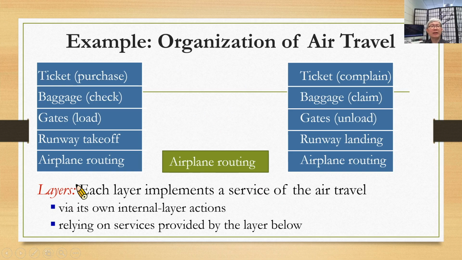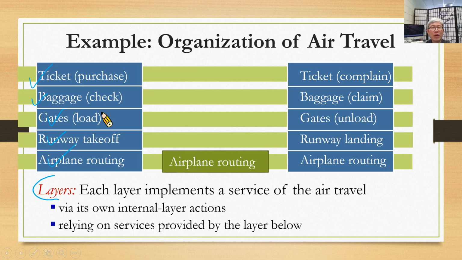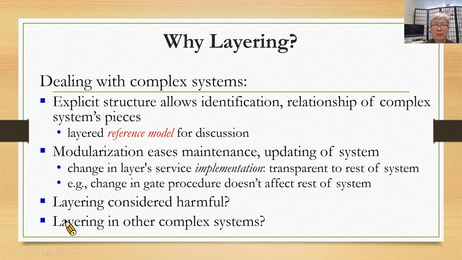Let us talk about the example of air travel. We should use layers, and layers can split the whole task into several ones, including ticket, baggage, gates, runway, and routing. And therefore, we have the corresponding services: ticketing, baggage, gate, runway, and routing service. So of course, we should follow this model.